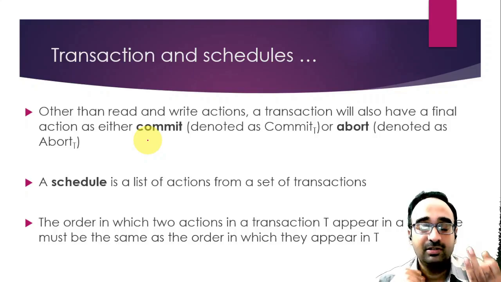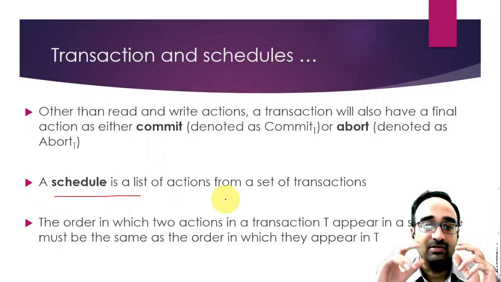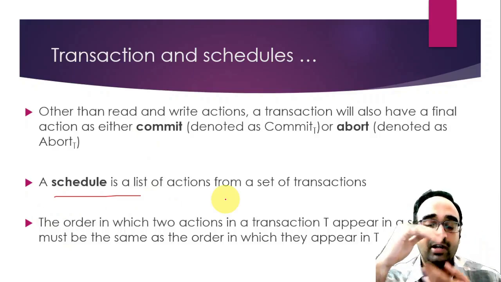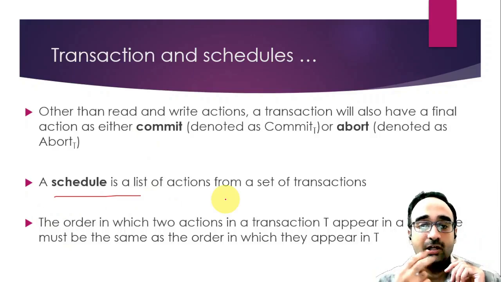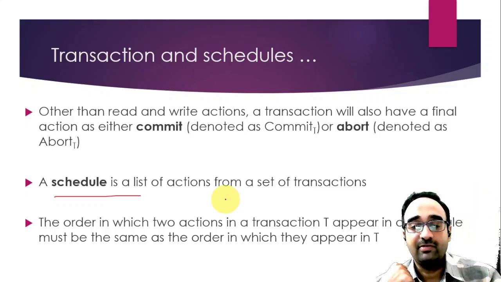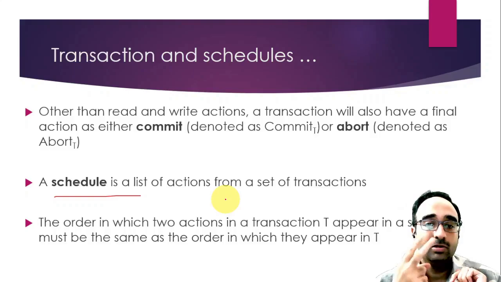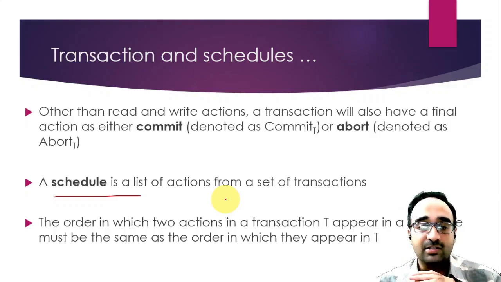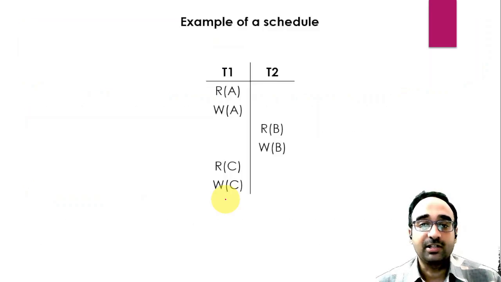Now let's define what a schedule is. A schedule is a group of actions performed by two or more transactions. A schedule is a list of actions which are performed by two or more transactions. It can be two, three, four transactions, whatever. Let's see an example of a schedule.